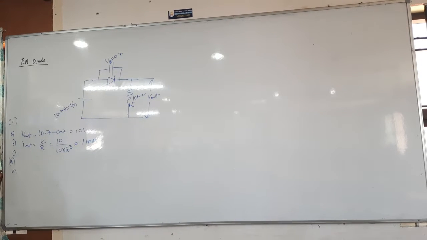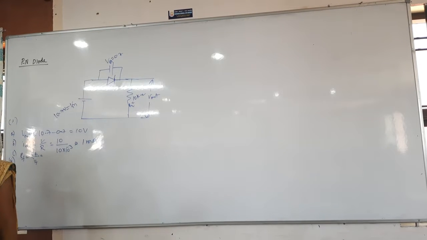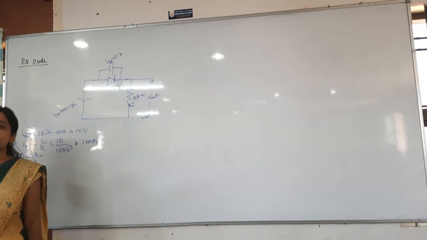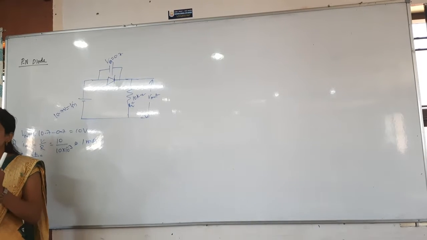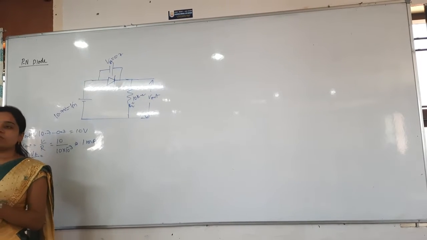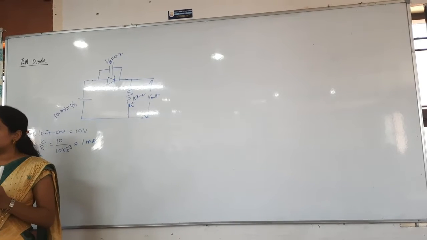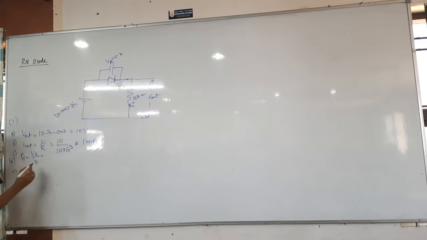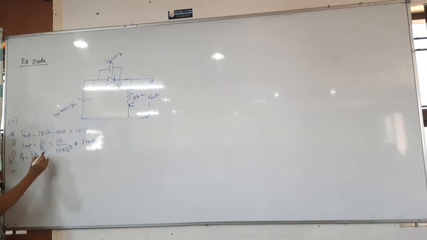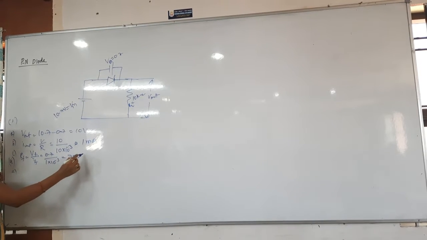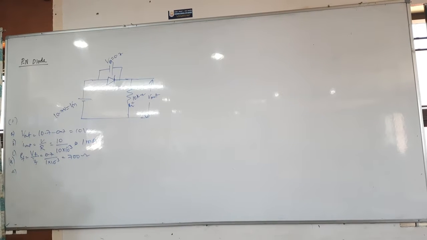Then forward resistance, nothing but RF. Already we know the formula: VF by IF. Correct? VF, you have to take only 0.7 here. Why? Because the diode is having only 0.7 potential here. The resistance belongs to the diode, so the voltage and the current should belong to the diode only. So forward voltage is 0.7 divided by the current we got, 10 power minus 3. Then you will get 700 ohms. That is the forward resistance.